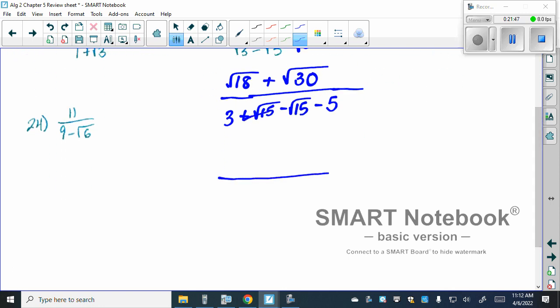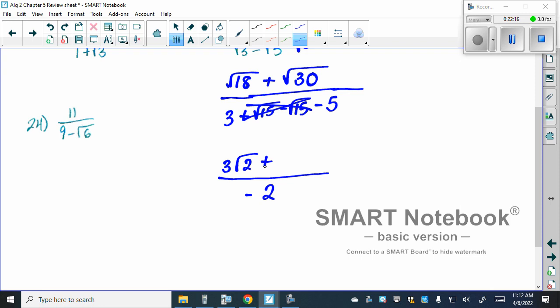Now, the denominator, square root of 15, negative square root of 15 are gone. So we're left with 3 minus 5, which is negative 2. Now, it's always good to check the numerator to make sure there's no perfect squares. Square root of 18 is 9 times 2. Whole square root of 9 is 3 square root of 2.